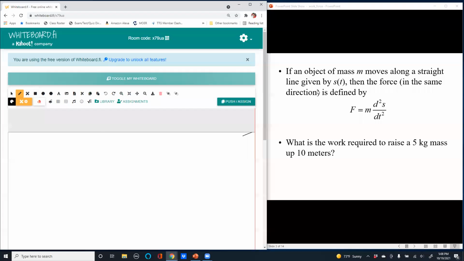Example. So we want to move a 5 kilogram mass, and we want to move it up 10 meters. Now, here's the thing. Nothing's really changing in this problem. So all we need is the force of this mass.